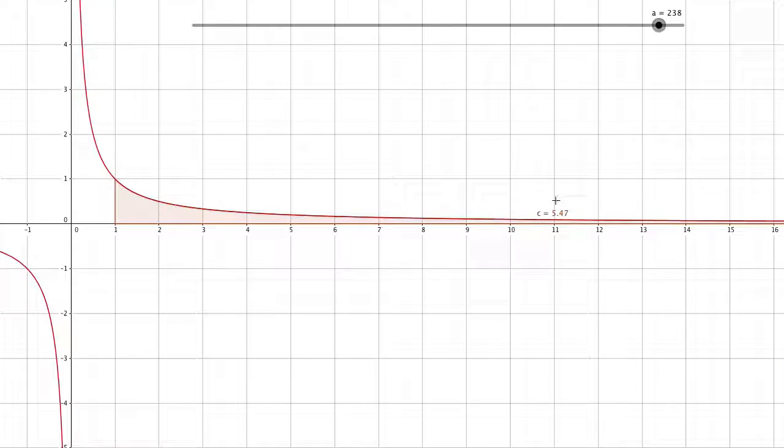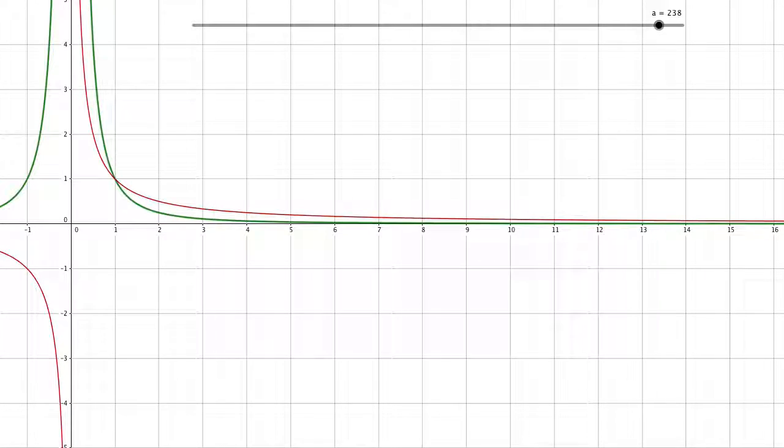So unlike the first example, this is not bounded. It does not approach a value. We'll talk about this more later. The important thing is that the green curve approaches 0 quickly enough so that the area, as I go further and further right, doesn't explode out to infinity. The red curve does not approach 0 fast enough.